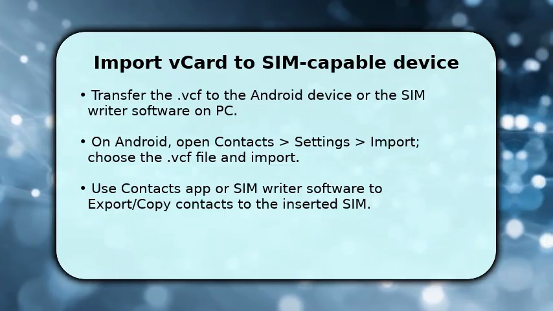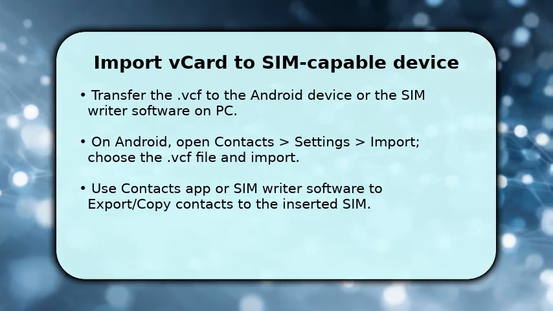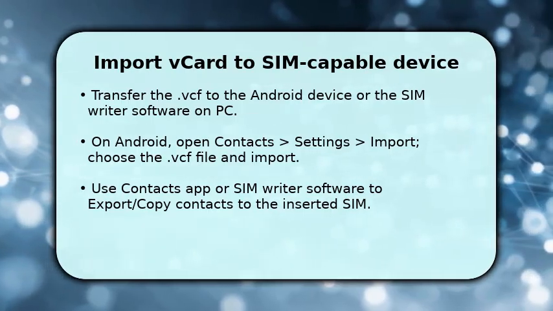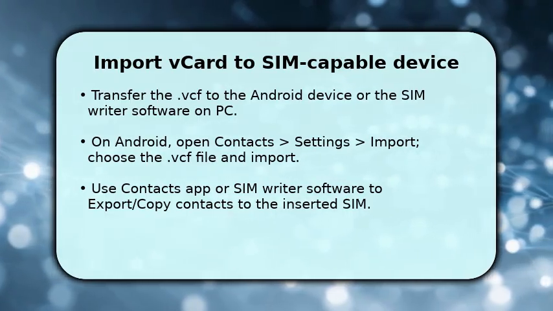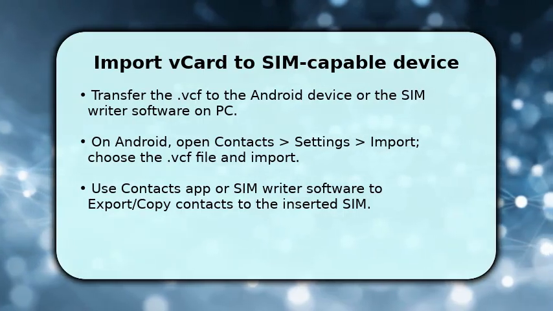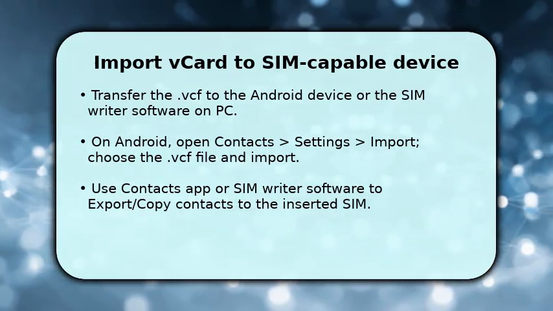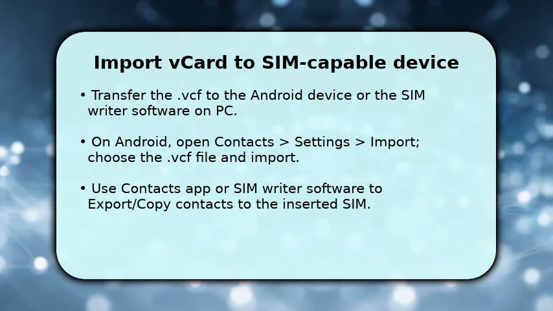On Android, go to Contacts, then Settings, then Import/Export, choose the VCF to import into the device memory. Once contacts appear in the contacts list, select Export or Copy to SIM from the Contacts app menu. If using SIM Writer software, follow its prompt to write the imported contacts to the inserted SIM card.